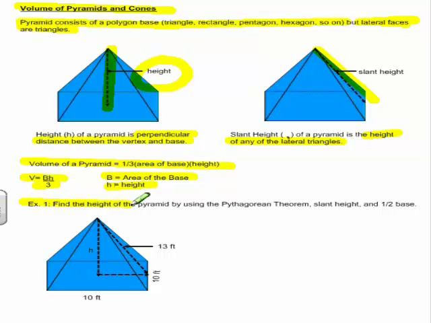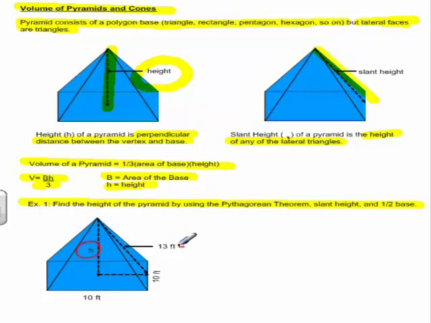All right, so looking at example 1, find the height of the pyramid by using the Pythagorean theorem, the slant height, and 1/2 the base. Now, when we give you problems, we're not going to tell you everything to do. We're just going to say, find the height of the pyramid. Okay, so if we want to find the height of this pyramid, it looks like we're missing the height.